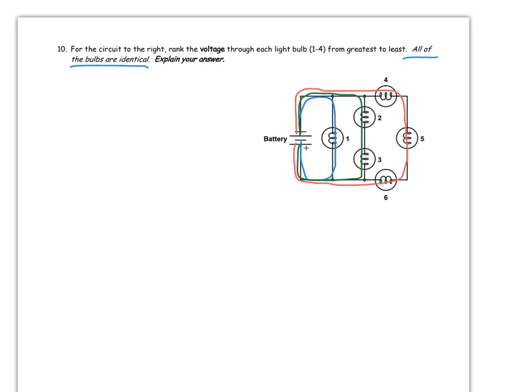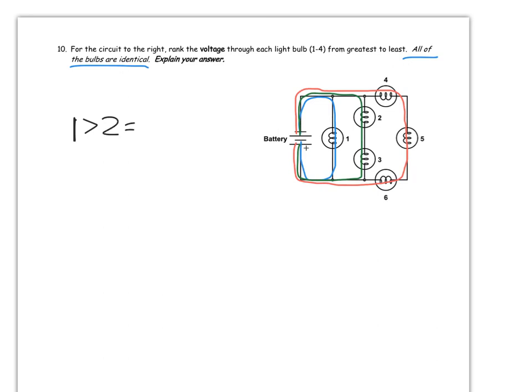Keeping that in mind, we know that 1 is the only light bulb on its loop, so that gets the full voltage of the battery. That's got to be the greatest amount of voltage. Then we see that 2 and 3 are going to share that voltage, so 2 and 3 together must add up to the voltage of the battery. Each one will get half, and again, this is a situation where they happen to split the voltage evenly because they're identical bulbs. That won't always happen, but it does in this case.